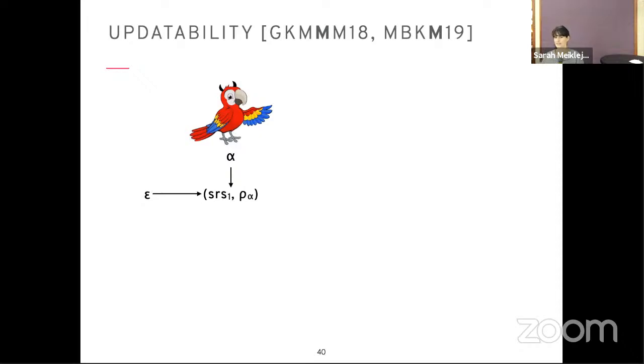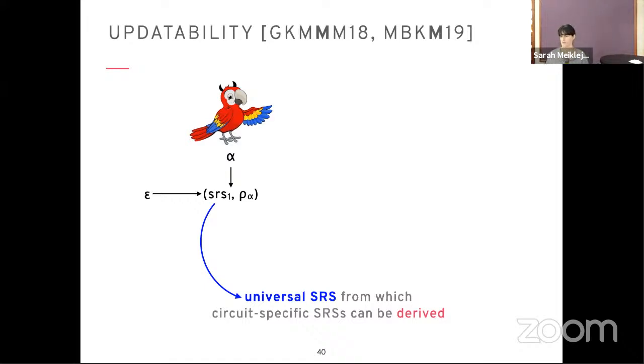And this is, like I said, a bit of a compromise between subversion and trusted setup that we called updatability. So the idea of updatability is that we have a party, and this party has some randomness that is basically the trapdoor. And they use that randomness to generate a structured reference string. And importantly, we really only want to consider universal structured reference strings. I should say you can always derive circuit-specific structured reference strings from this kind of universal one.